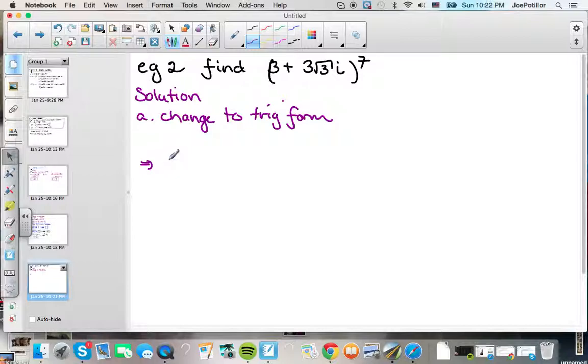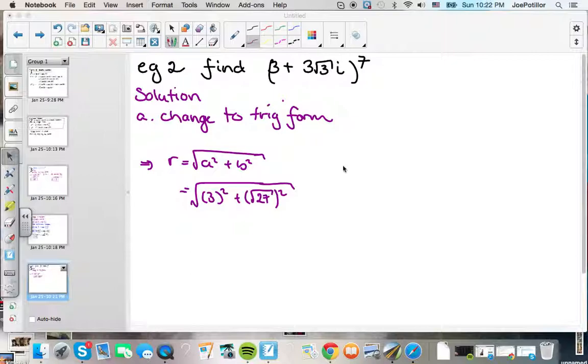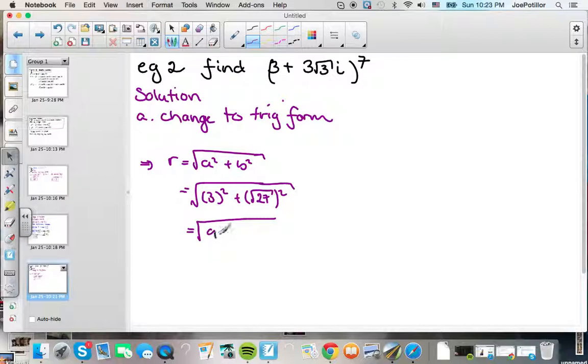Of course, so thusly, this becomes r equals square root of a squared plus b squared. 3 squared is 9. 9 times 3 is 27. So this becomes square root of 3 squared plus square root of 27 squared. So this becomes 9 plus 27, which is square root of 36, which is 6.